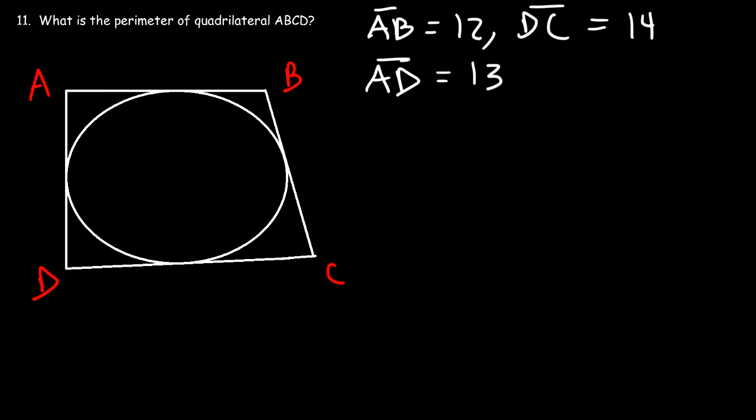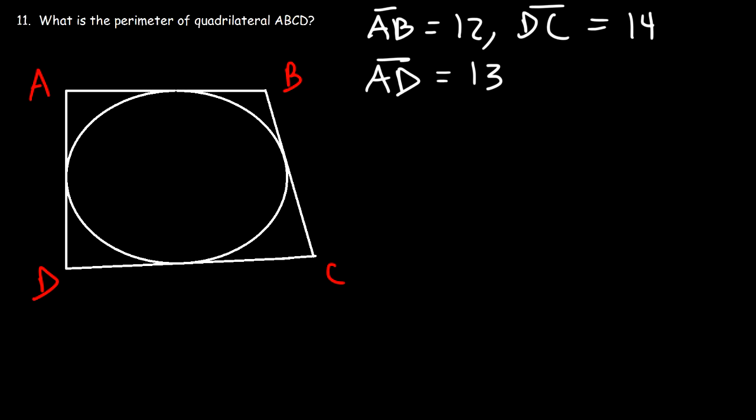Number 11. What is the perimeter of quadrilateral ABCD? And in this problem, let's say you're also told that every segment of the quadrilateral is tangent to the circle. So with that information, go ahead and calculate the perimeter. So if every segment is tangent to the circle, what does that mean? What does that tell us?